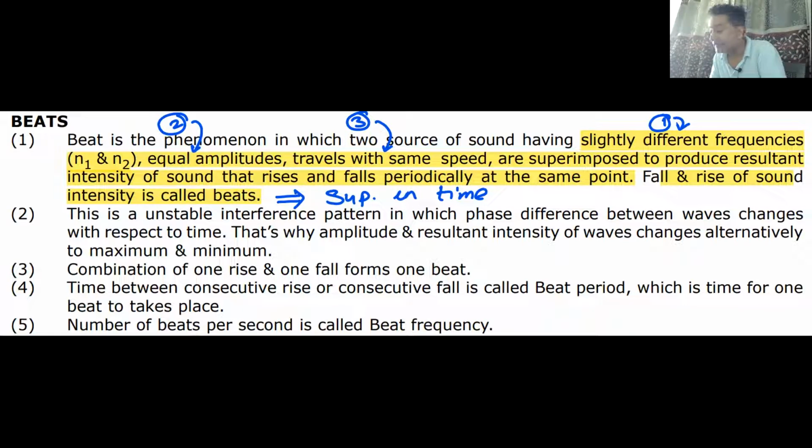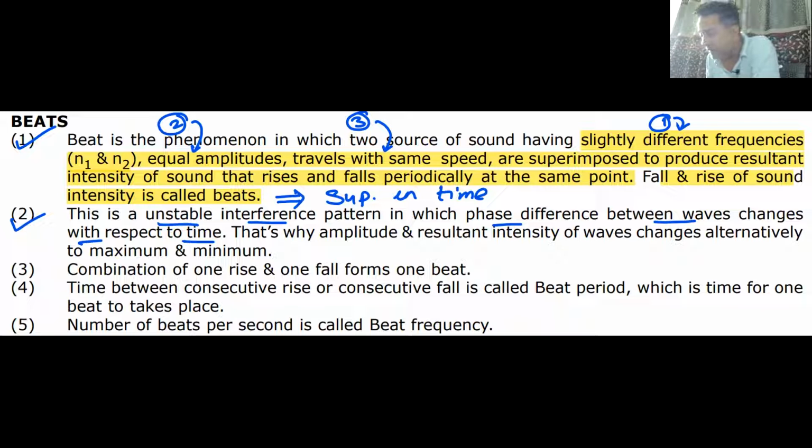Do we understand this? Now remember, this is an unstable interference. Why is it unstable? Because the phase difference will keep on changing with time. Remember, in interference, phase difference was constant.